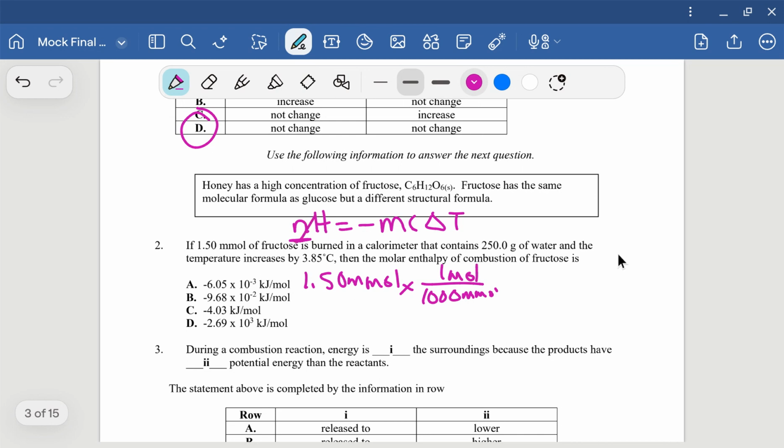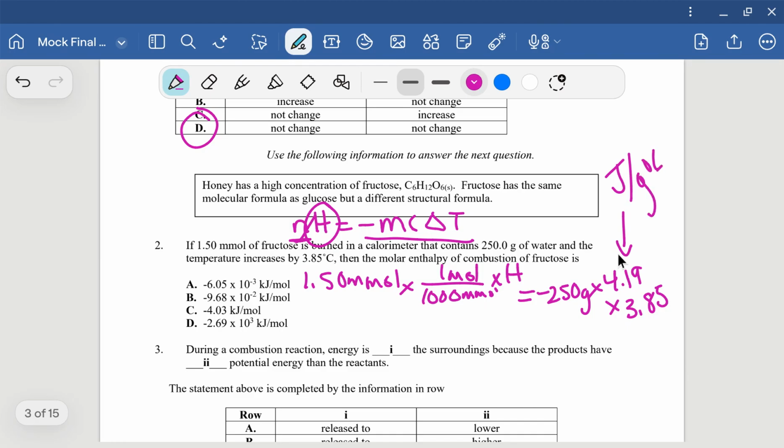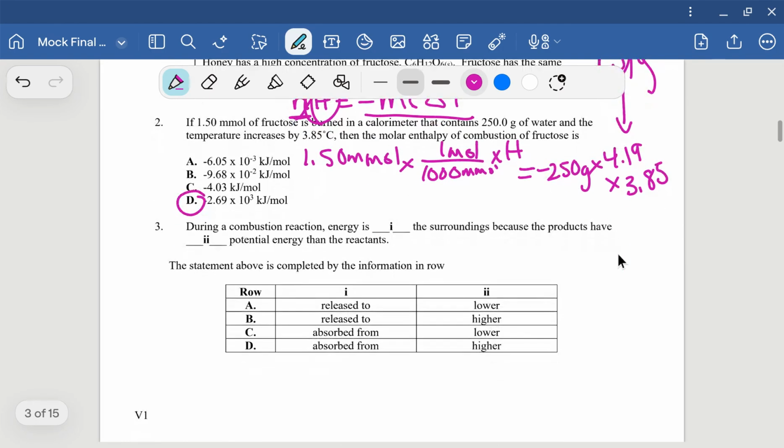Within this, it's asking for molar enthalpy, so we're looking for H. And we have all this information about water on the other side. So we would be multiplying n by H, and this would equal the amount of water, so 250 grams, times the specific heat capacity of water, so 4.19, times the temperature change, 3.85. Now, a reminder about your specific heat capacity: the unit is joules per gram degree Celsius. So when you are done finding H, your energy will be in joules. And when we come over here, we see kilojoules. So we're just going to have to divide by 1,000 to get to kilojoules, and you'll see your answer is D.